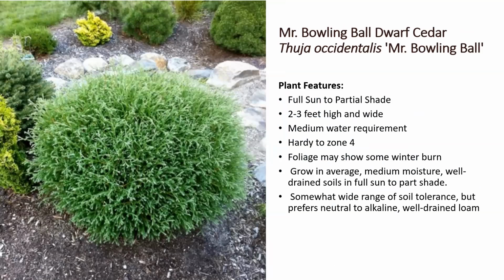And here we have Mr. Bowling Ball dwarf cedar. This is another very small one, growing 2 to 3 feet high, and the same in width. With this one, it does mention that the foliage may show some winter burn, so that would be something to consider. But it has an average growth rate and does well with well-drained soils.